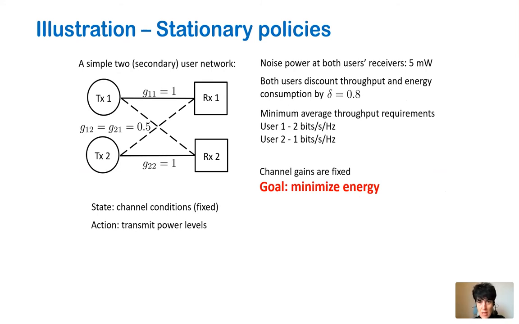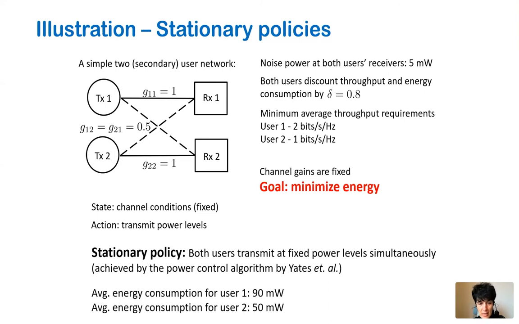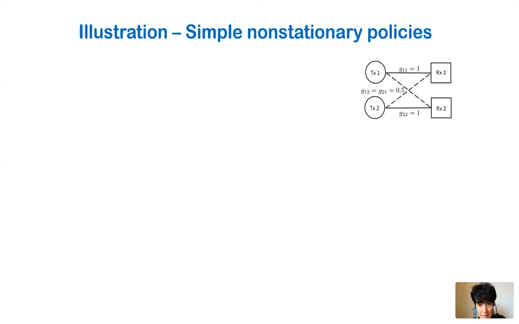So for instance, we have here two transceivers that have a particular noise power at both transceivers, as shown here, at 5 milliwatts. Both users discount the throughput and energy consumption through this discount factor delta, and they have minimum average throughput requirements as shown here. Let us assume that the channel gains are fixed and the goal is to minimize the energy. The state is the channel condition and the actions are the transmission power levels. A stationary policy where both users transmit at fixed power levels simultaneously is going to lead to this energy consumption for the two users.